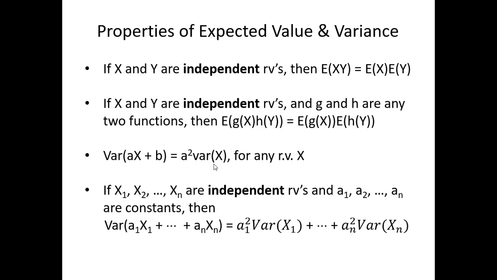So the main idea is if you have a random variable and you add b to all the values of a random variable, that doesn't affect the variance. So we have to remember two things here. When you take the a out, it gets squared, and the b sort of disappears. All right, so that's useful for some calculations.